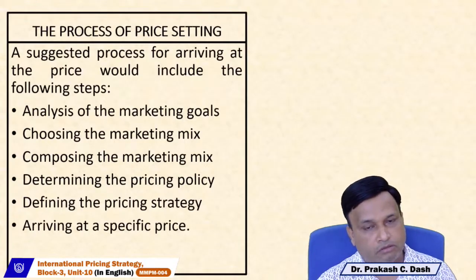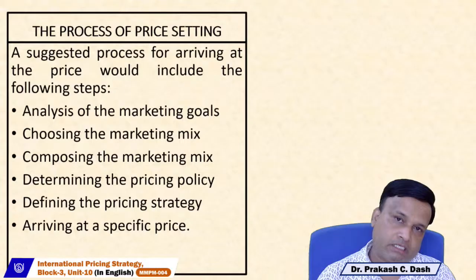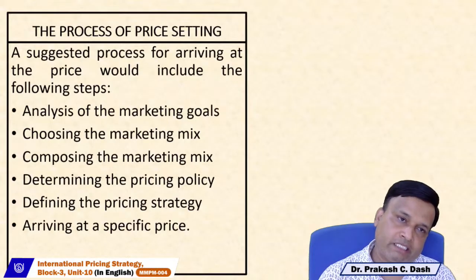What has to align? Your segmentation, your targeting, your positioning has to align. If you are targeting a premium segment, the price will be higher. If you are targeting an economic segment, the price will be lower. So that is exactly the different price mechanism. All of it has to align together because of the price setting.